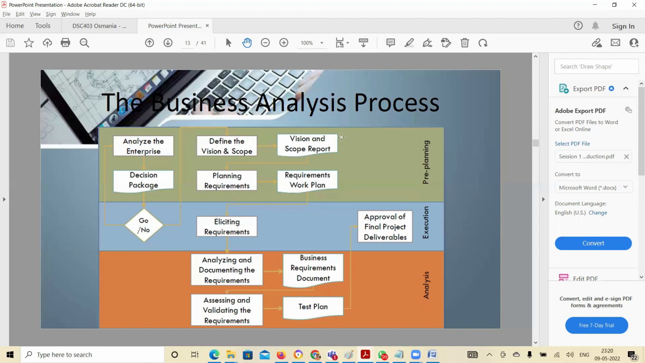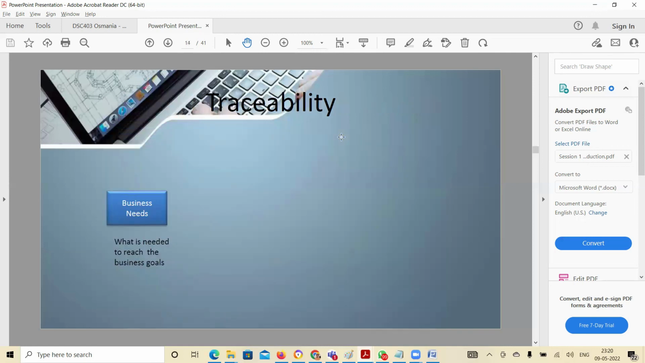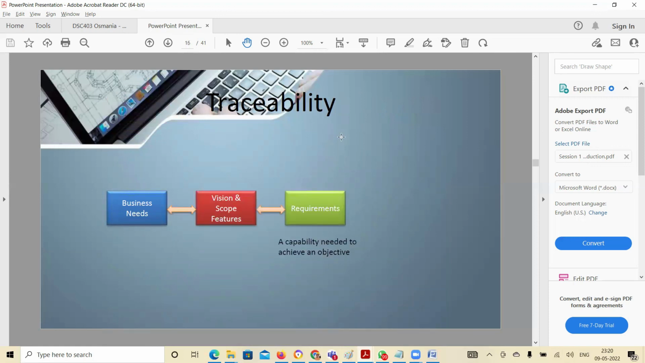We still have 3 minutes, so let's continue. Let's take a look at some smaller topics. Traceability is one such topic. Now, we spoke about different documents. We spoke about business need. Business need is what you end up creating at stage 1. Then you end up creating the vision and scope feature document, then the requirements document, and finally the technical specification.